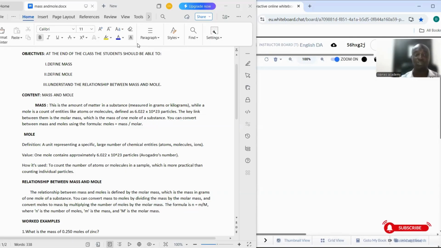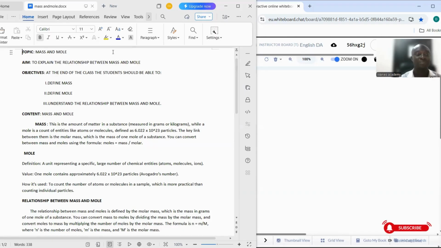So, we're starting a new topic today in chemistry, and the topic is mass and moles. I'll say that again for clarity: mass and mole. That's the topic we are having today in chemistry class. The aim stated for this class is to explain the relationship between mass and mole.